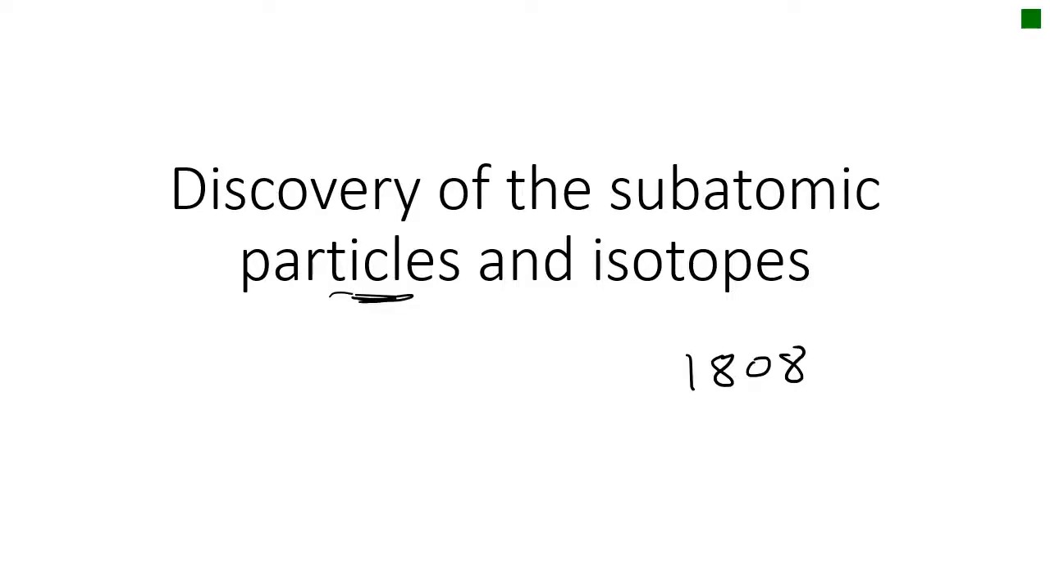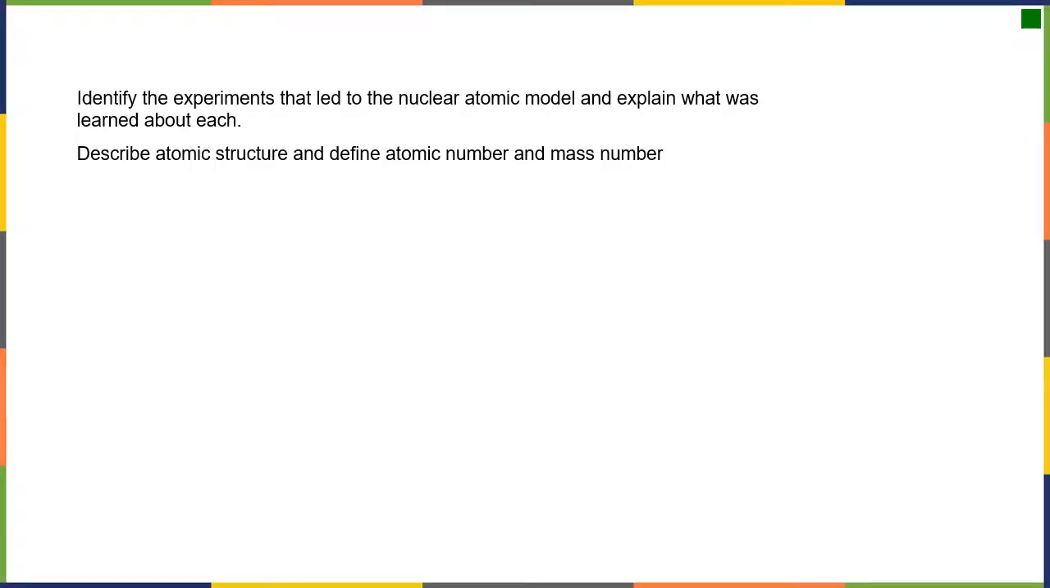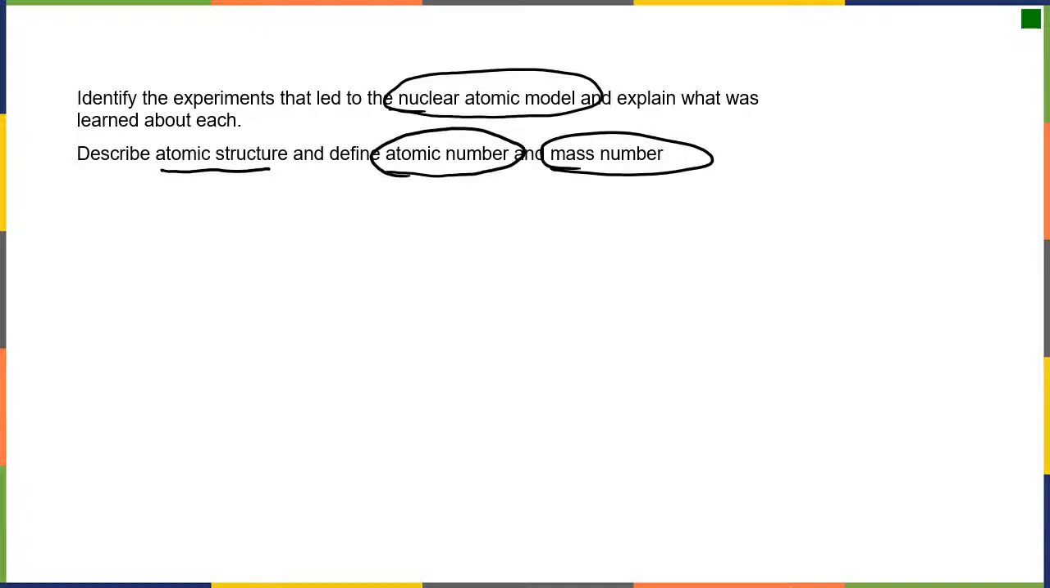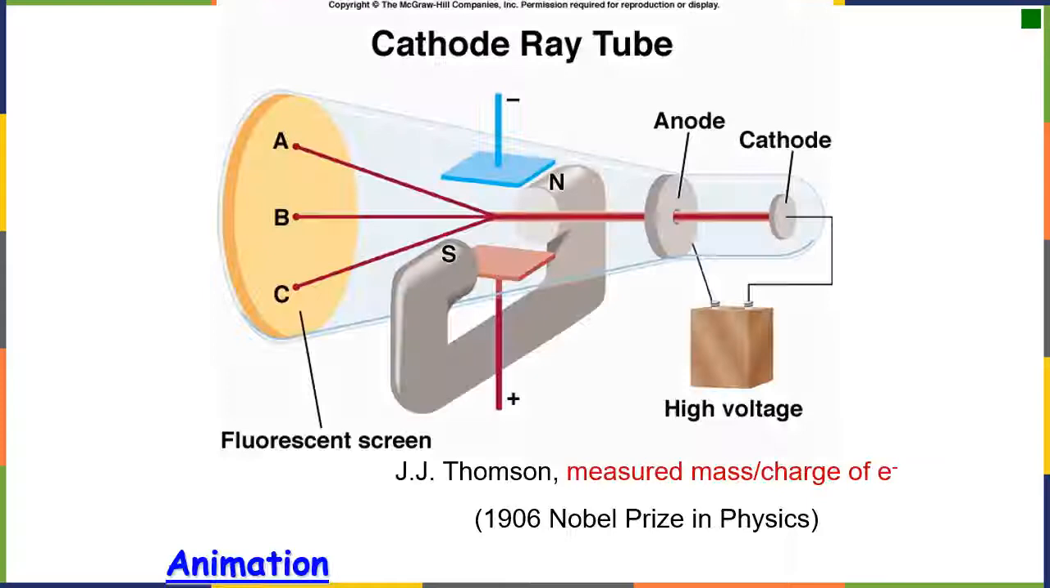So let's go ahead almost 90 years and look at the discovery here of our subatomic particles. Let's go inside the nucleus. What do you need to know here? You need to look at how we got our nuclear model out of this, and we need to know which experiments and who actually did the experiments to get there. Then we need to look at atomic structure such that we can understand atomic number and mass number and discuss our isotopes.